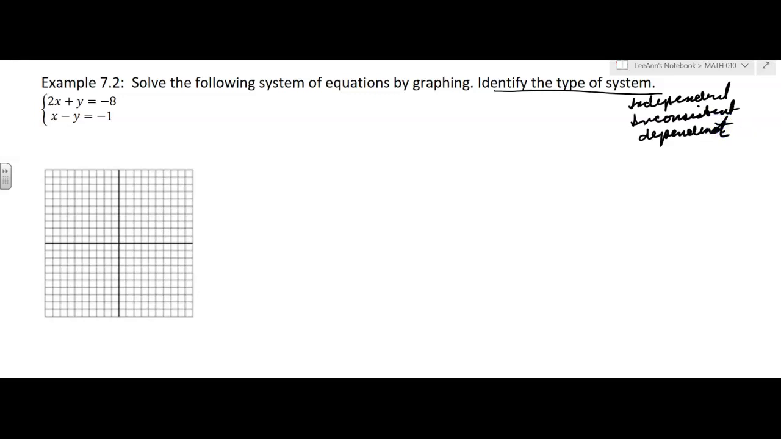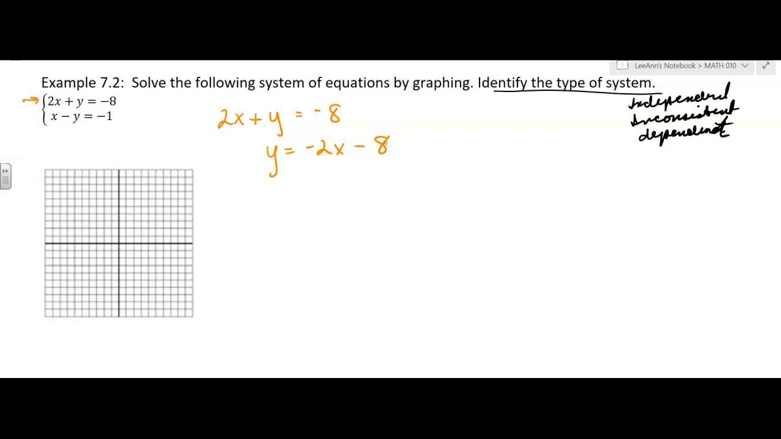So first we're going to solve. I'm going to take the top equation. I'm going to write it in orange. I have 2x plus y equals -8. Now, you could go ahead and make a table of values. That's one way you could do it. You could use the intercept method. I'm going to go ahead and write it, though, in slope-intercept form and use the slope and y-intercept to graph it.